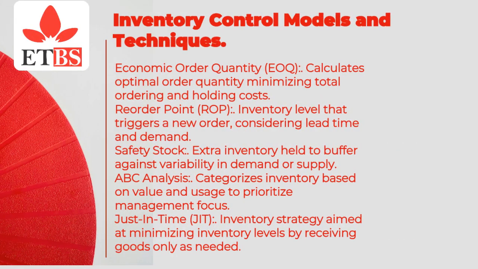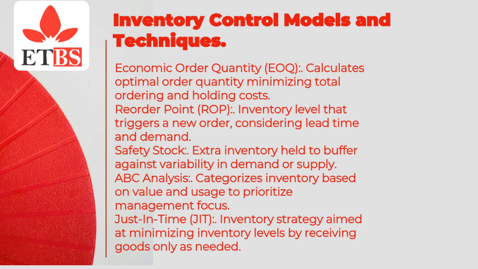Inventory control models and techniques. Economic order quantity, EOQ, calculates optimal order quantity, minimizing total ordering and holding costs. Reorder point, ROP, is the inventory level that triggers a new order, considering lead time and demand. Safety stock is extra inventory held to buffer against variability in demand or supply.